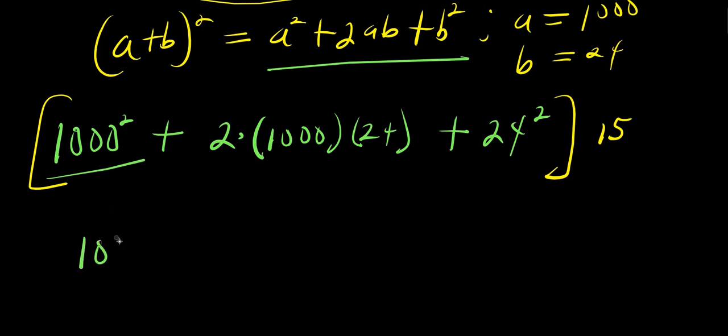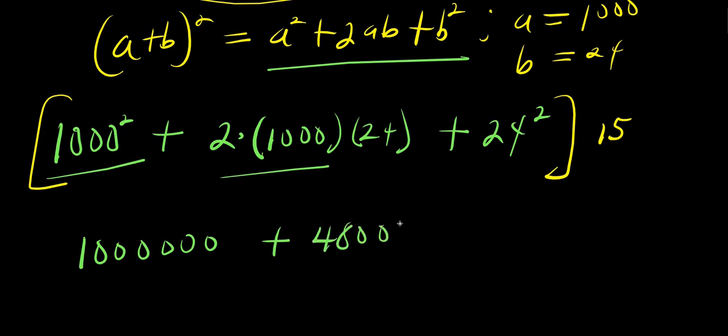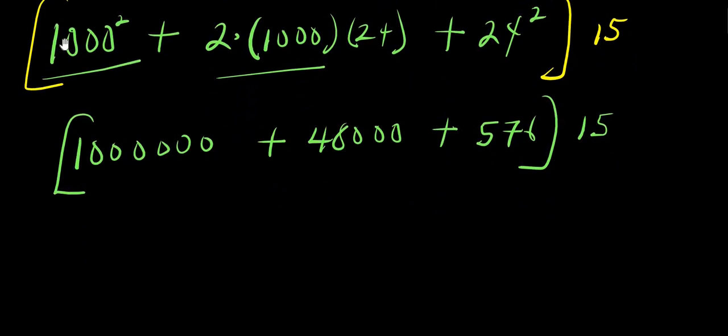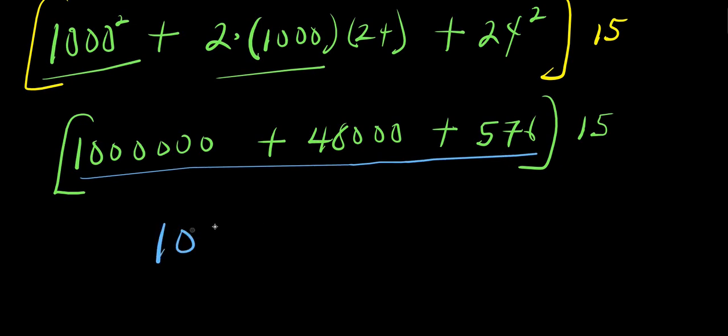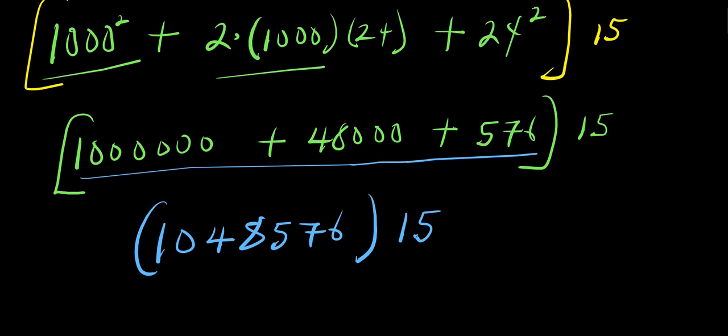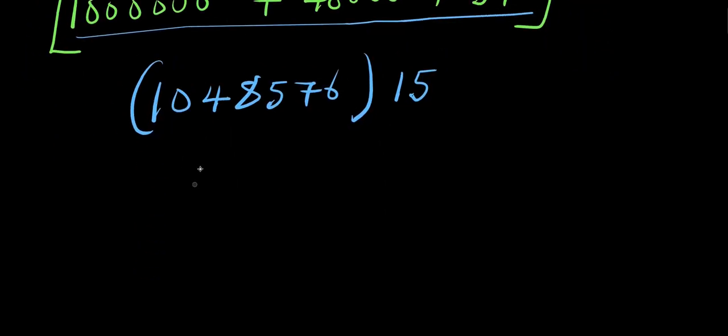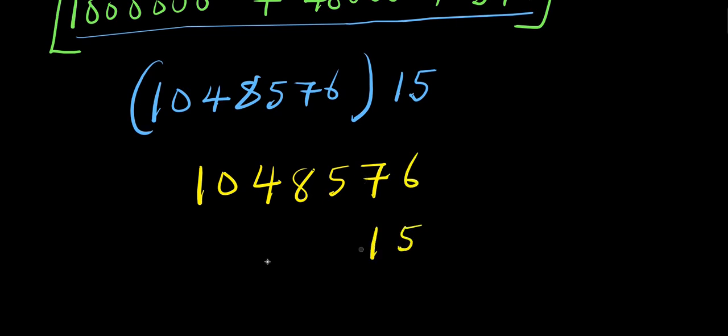One thousand squared is 1 million plus 2000 times 24, this is 48,000, plus 576, times 15. So this is 1,048,576 times 15. So let's multiply this out. We have 1048576 times 15.